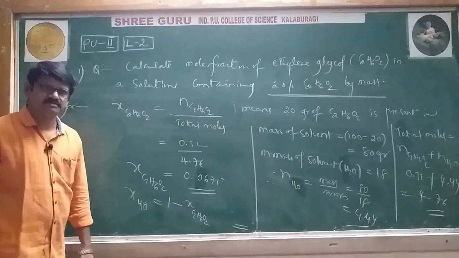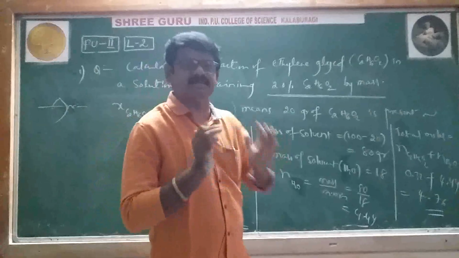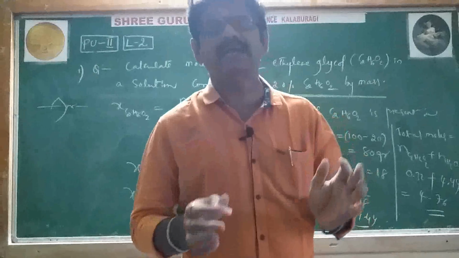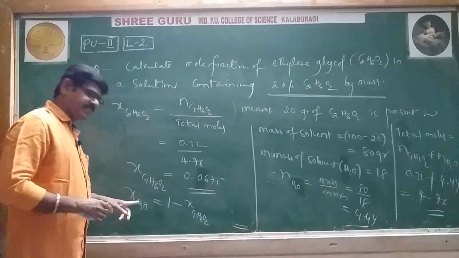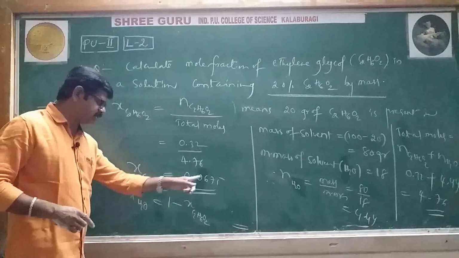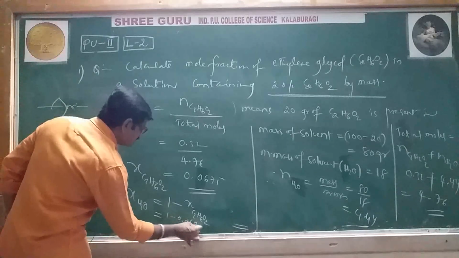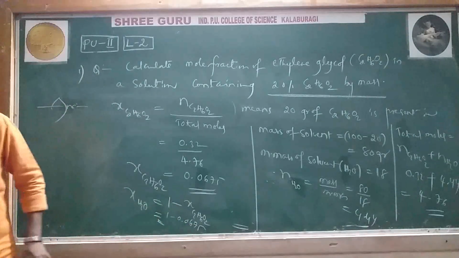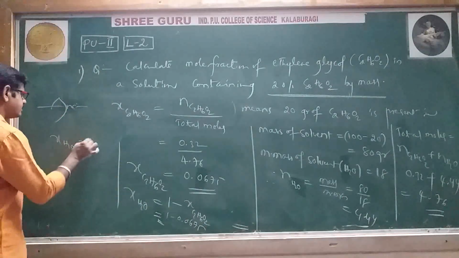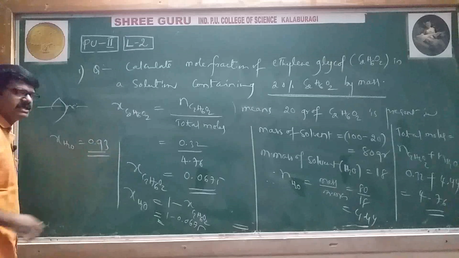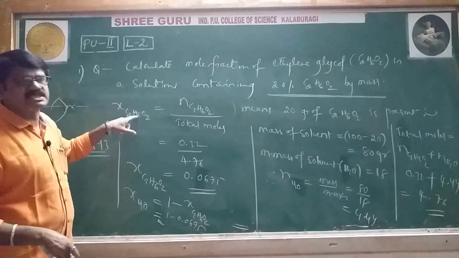That's it. Directly we have the formula, because we have a statement: the sum of mole fractions of all the components is always equal to 1. Based on that, mole fraction of water equals 1 minus mole fraction of ethylene glycol. 1 minus 0.0675. If you subtract, you will get 0.93. And right here, mole fraction of water is equal to 0.93.